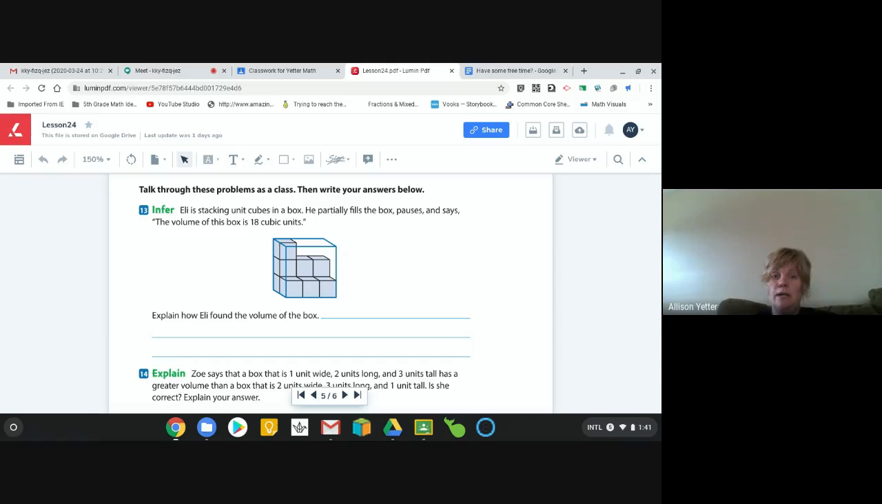an inferring question. And it says, Eli is stacking unit cubes in a box. He partially fills the box, pauses, and says, the volume of this box is 18 cubic units. Explain how Eli found the volume of the box. So I would challenge you right now to maybe pause your video, see if you can come up with an answer to that. And then once you kind of have something down or something in your head, go ahead and let me keep explaining it to you.